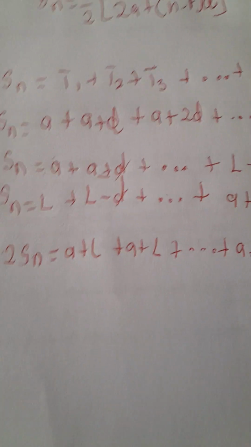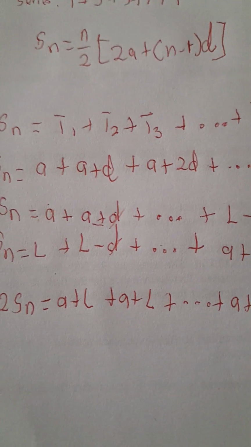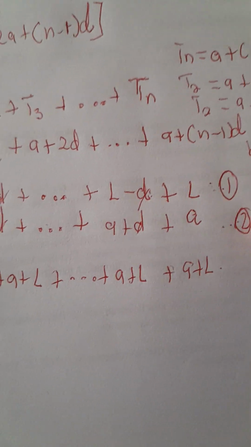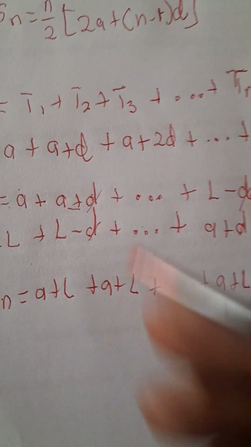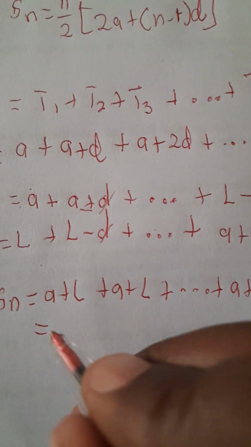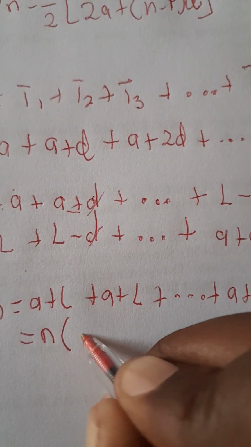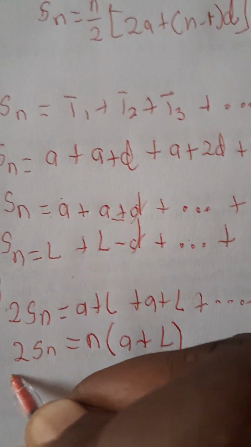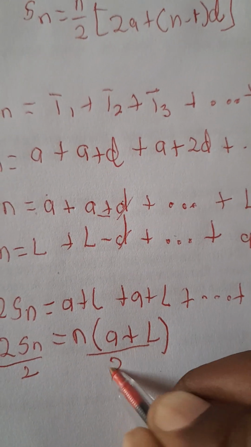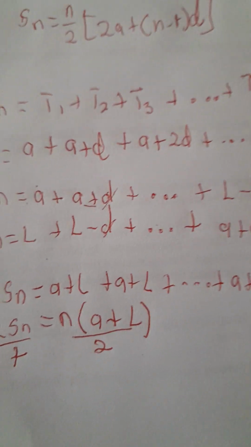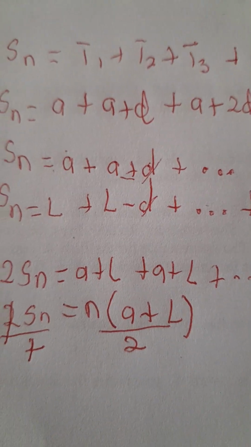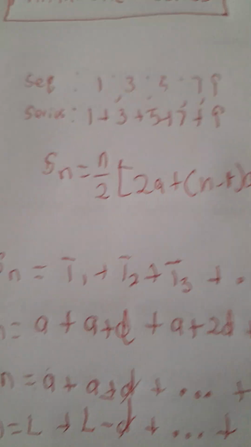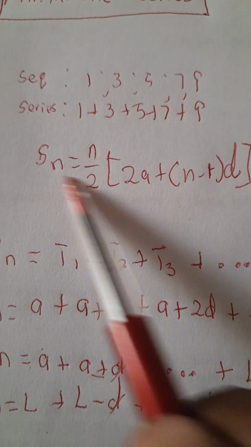To make things easier, we can see that the terms are similar. They are the same, so we have a common term. They go until n terms, so we are going to factor out n. So it's going to be n times a plus L. Remember that we have 2Sn there, then we can divide both sides by 2 to make Sn the subject. You can use this formula when the last term is known, but our aim was to derive this formula.